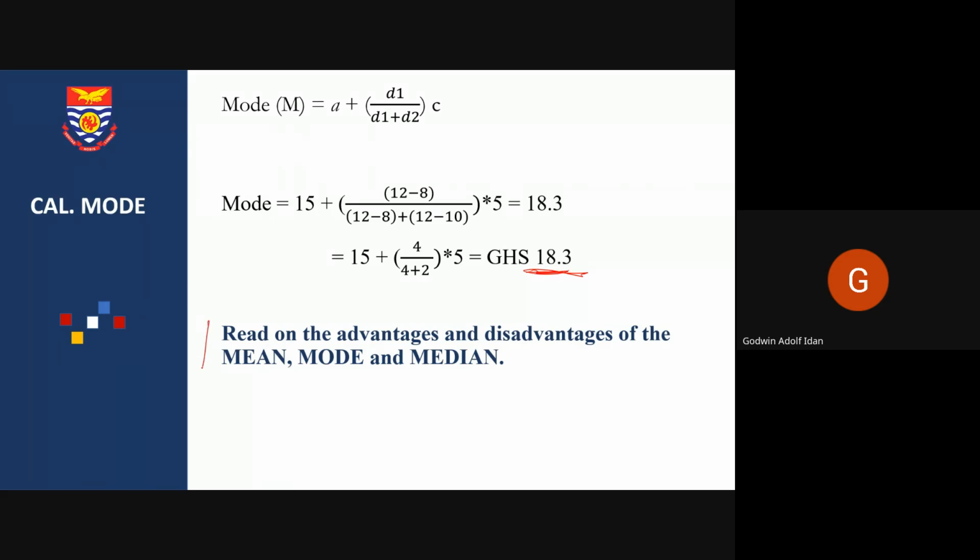Now, some small reading assignment for you. You should go and compute or read on the advantages and disadvantages of each of these central tendencies, and also indicate which one is appropriate and why you think it is appropriate. So let's write it down. Let's read.